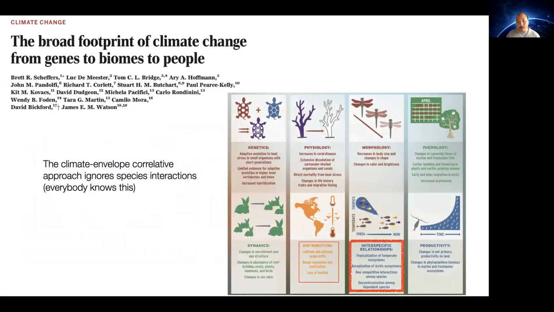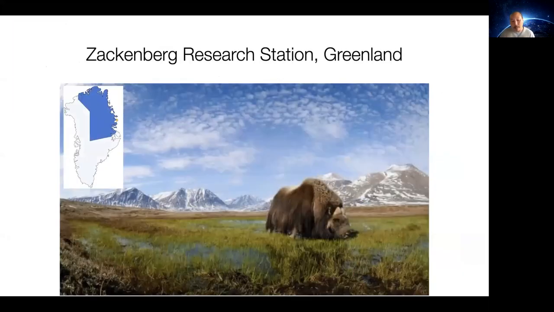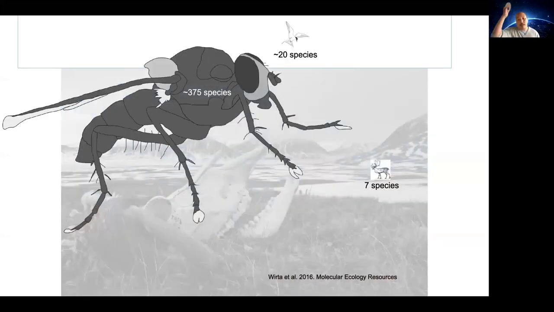But everybody knows, and I'm not a climate change scientist, but everybody knows that that approach, the correlative approach, deliberately ignores the fact that species interact with each other, because that information really isn't available. So is it possible to get that kind of information out of data, even if you don't have direct knowledge of species interactions? And I was really fortunate to be invited to work with a group of Finnish and Danish ecologists, and they have a set of samples from Greenland, which is up in the Arctic Circle.